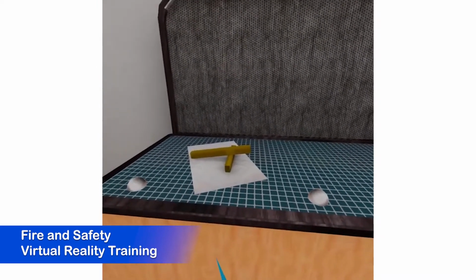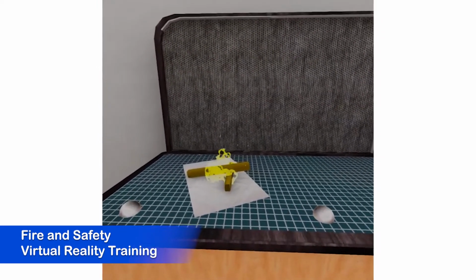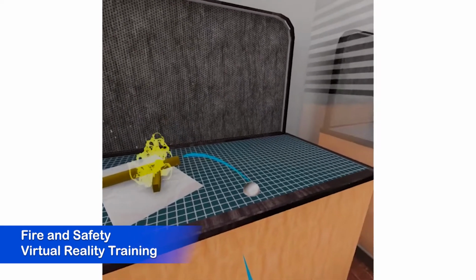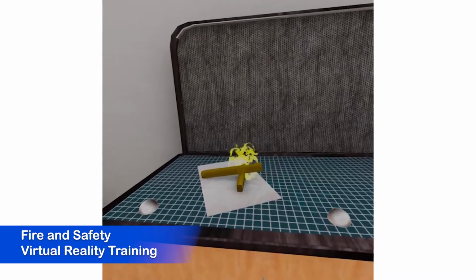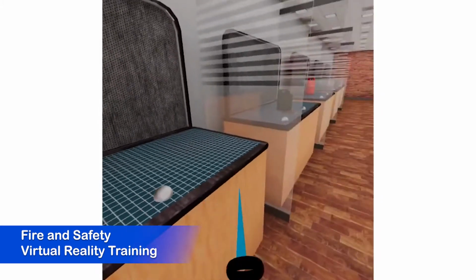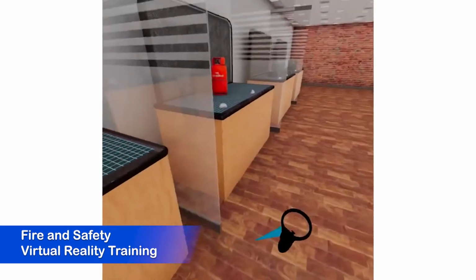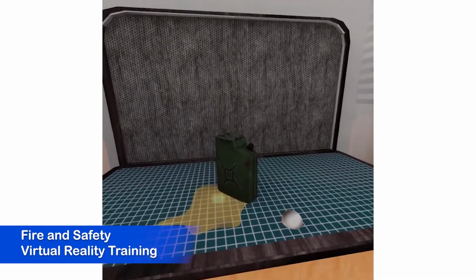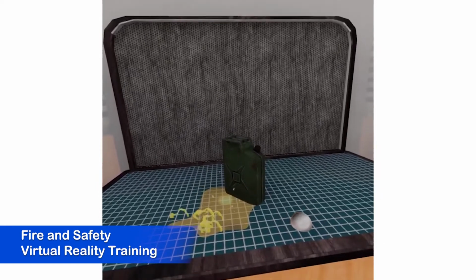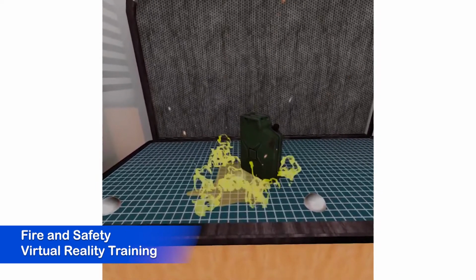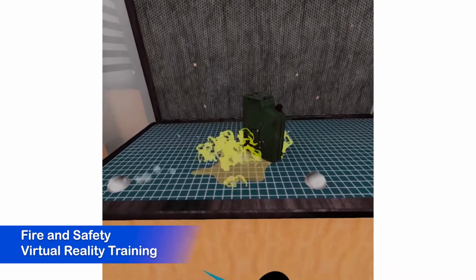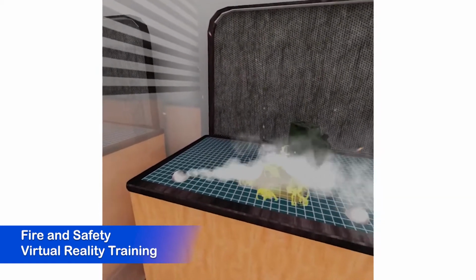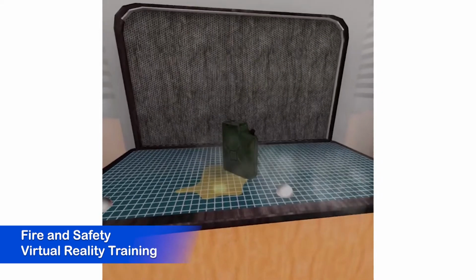Class A involves fire with solid materials, like wood, paper, or textiles. You can extinguish this via water. Class B involves fire with flammable liquids, like petrol, diesel, or oils. You can extinguish this via CO2 and DCP, which stands for Dry Chemical Portable Extinguisher.